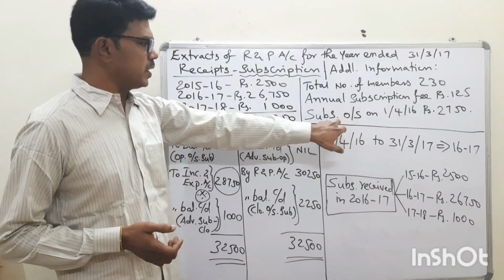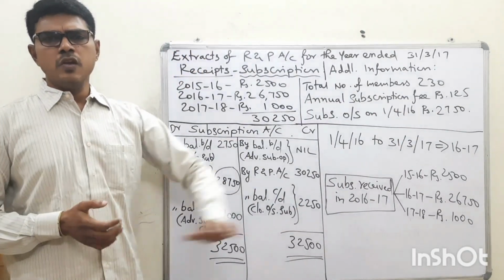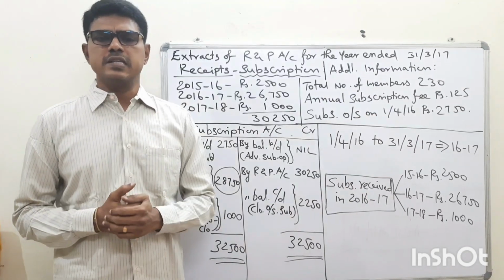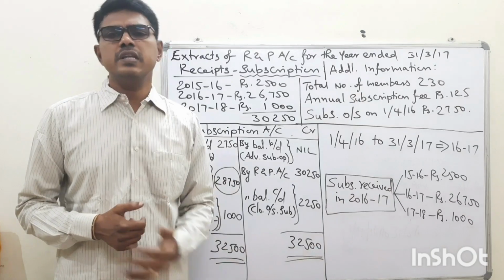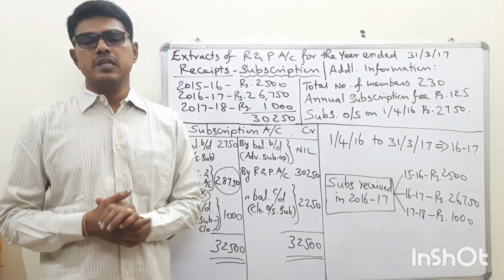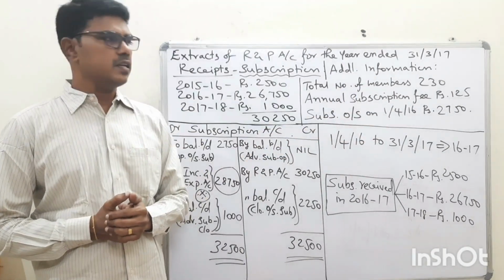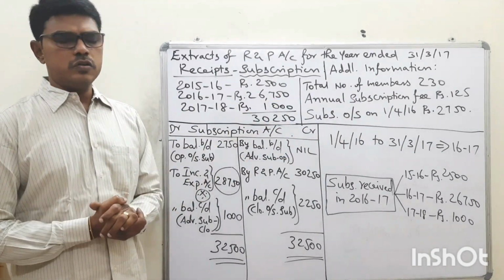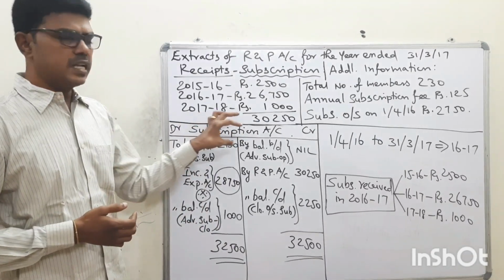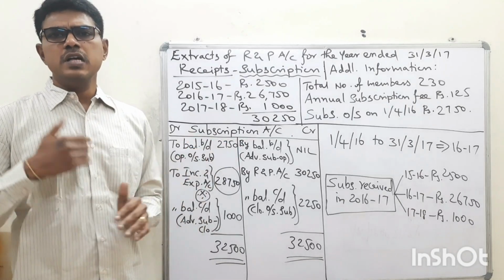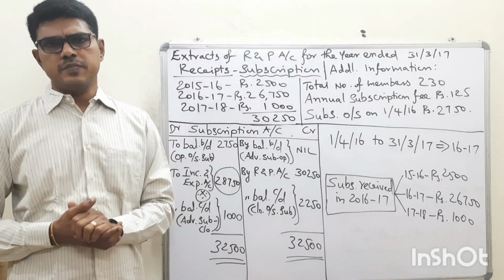And they have given one more particular, our subscription outstanding on 1/4/2016. 1/4 means this is the opening balance, so we can understand that this should have been the outstanding amount of the previous financial year. From that, we are going to work out the answer by preparing a subscription ledger account. From this we can know how much amount is to be shown in the income and expenditure account in the name of subscription.